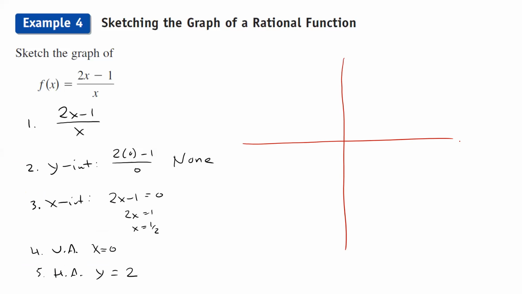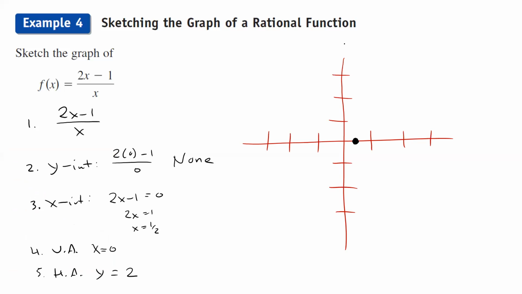I don't need to go out that far. The only time I need to really go out horizontally is because of the x-intercept, and that's a 1/2. So I'll just go 1, 2, 3 everywhere. That's all I really need. Okay, so now I have an x-intercept. It is right here, exactly at 1/2. I have to cross this somehow, sometime.